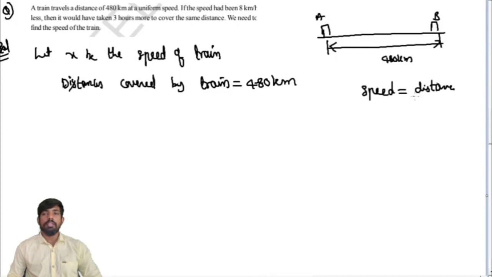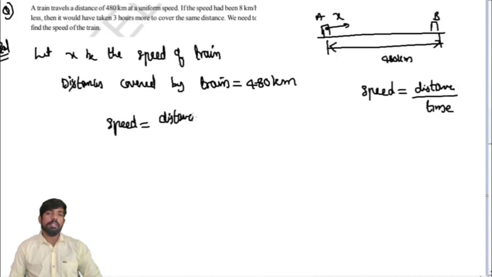In general, a train traveling at a speed of x covers 480 kilometers in time t. We don't know that time t. Then we write this formula: speed is equal to distance by time. Here we assumed speed is x, distance is 480 kilometers, and time is t1. Time t1 is the time taken by the train to reach from A to B at a uniform speed of x.